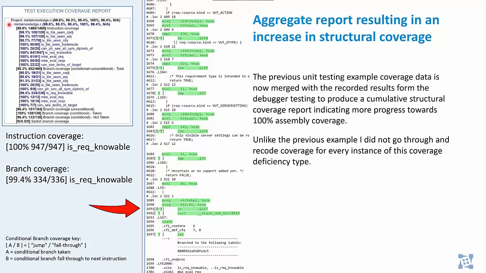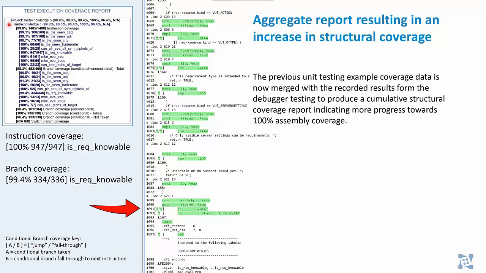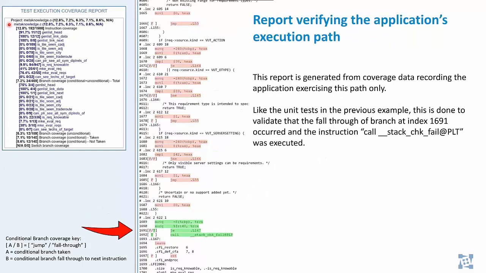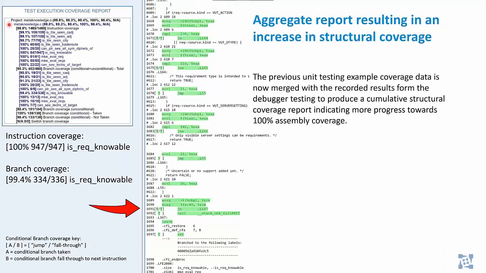But the inverse, if you have multiple recordings of assembly coverage, each one with small gaps in them, you can produce multiple recordings, apply all those recordings to the same abstract syntax tree, producing a cumulative coverage report or an aggregate report from all those recorded products.